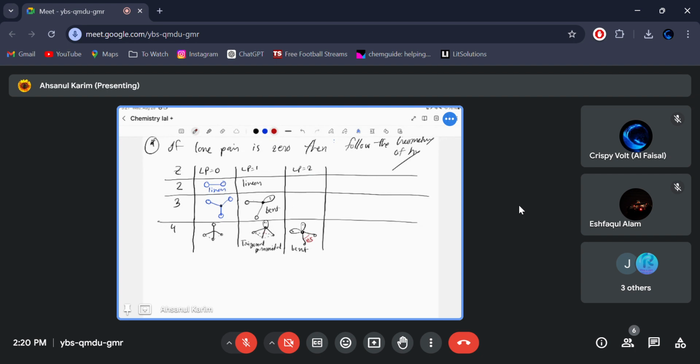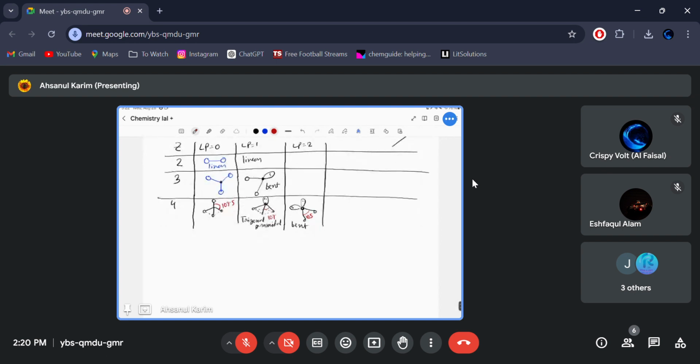And what is the angle of water? 105. This angle 107 point... I forgot it. What was the angle? 107.5, or did you guys remember it? 107 most probably, right? It is 107, and this angle is 109.5. So this is all about Z value 4.